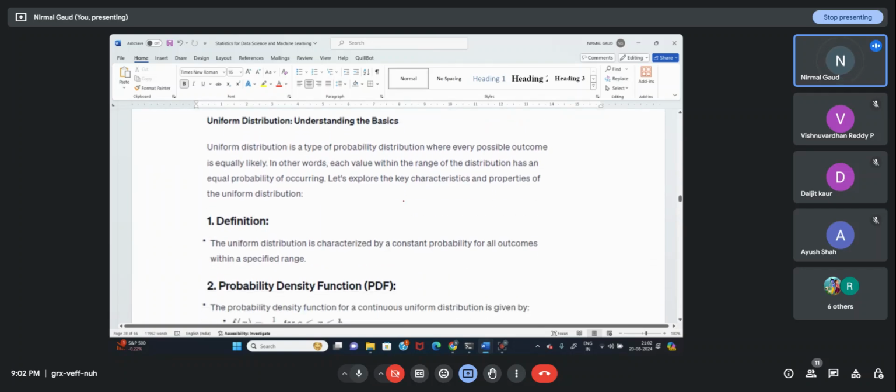Now, what about continuous probability distribution? Continuous is very much important because in most of the cases we do have continuous probability distribution.